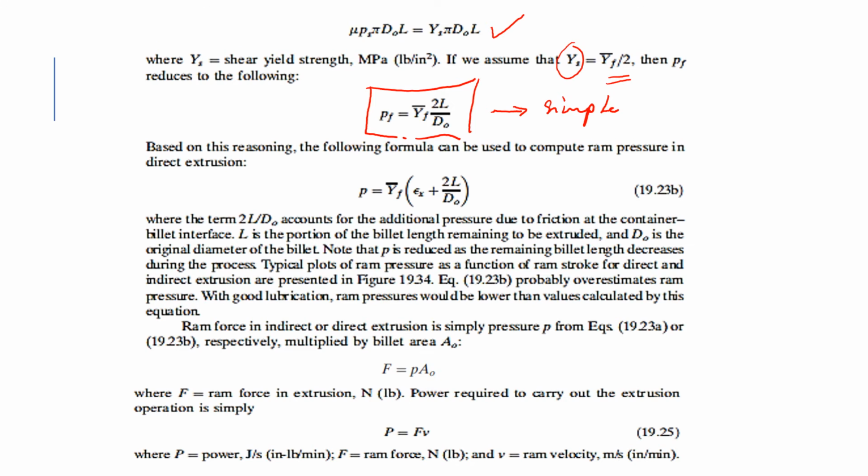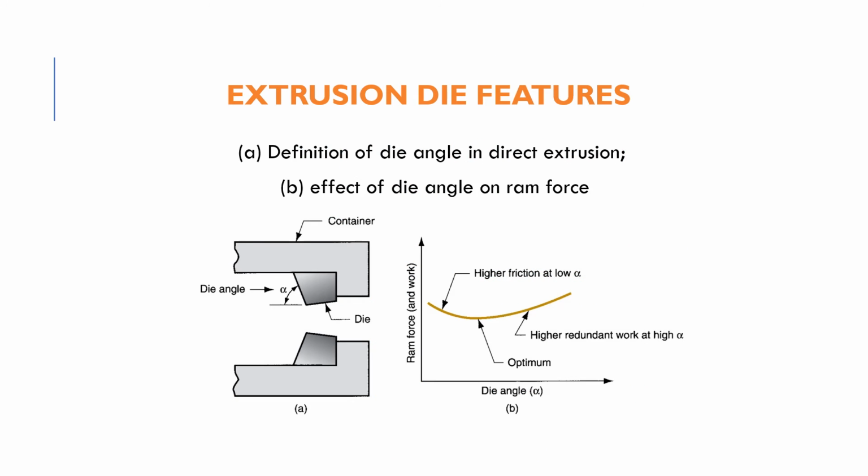Okay, so then we can calculate the ram pressure using the P equal to YF times epsilon x plus 2L over D naught. Okay, so then we can also calculate the force, okay, using this equation. This is the same like previous one, and then power is calculated by using P equal to FV. Now let us look into the effect of die angle to the ram force.